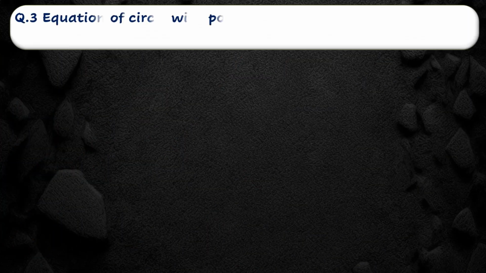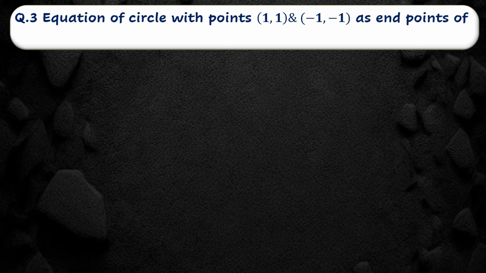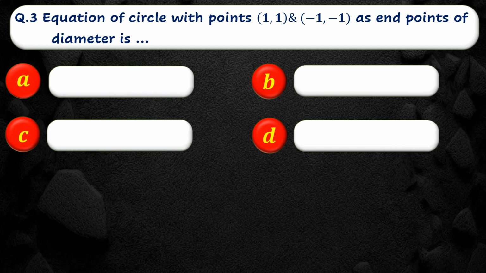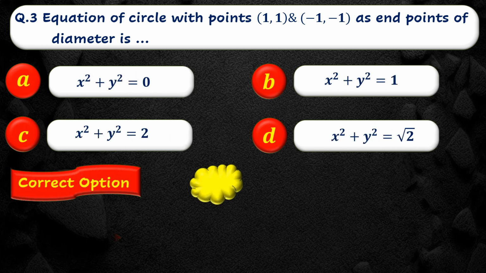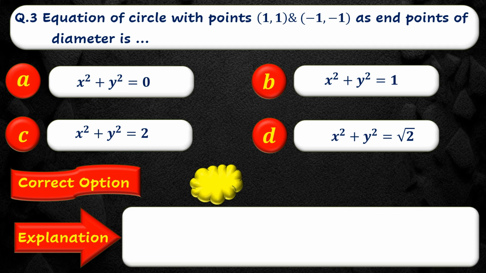Question number 3. Equation of circle with points 1, 1 and -1, -1 as endpoints of diameter is, and the options are. Let's check out which one is the correct option. But before that, we explain it.